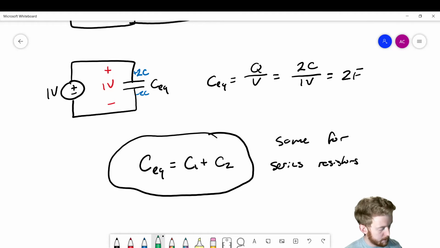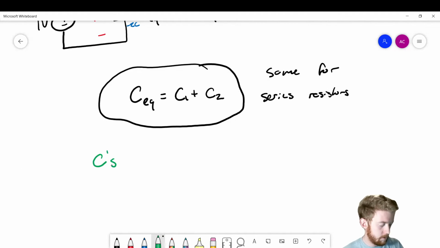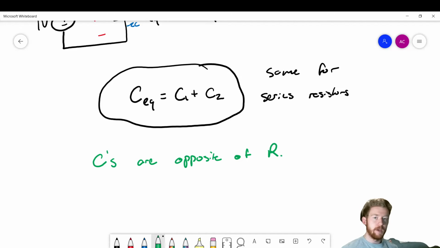So that's a note that I want to make. I want to say capacitors, so I'm just going to use C's, are opposite of R. Okay, so that means that if we have 2 capacitors in parallel, what we're going to do is use the formula for resistors in series. Okay, so you don't have to remember this, you can just remember the formulas, but I think that's a good way to sort of jam it into your brain that capacitors use the opposite formulas, that capacitors are opposite of resistors. Okay, so now this is how we handle those combinations of capacitors.